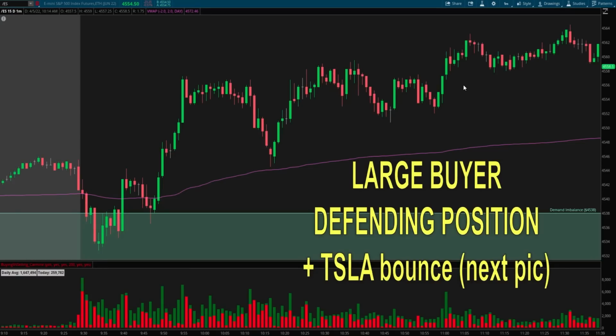Okay, this was another setup, and this was a very, very interesting one because this was extremely large size.